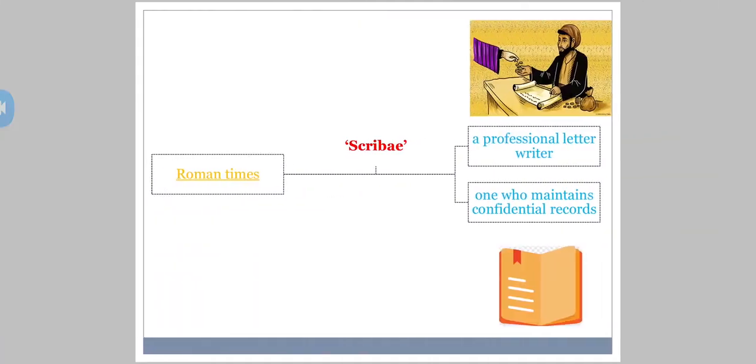Now in the Roman times, the scribe was a professional letter writer or the one who maintained confidential records. A professional letter writer in the Roman times was a person who wrote letters for another person, and the person who maintained the confidential records, the personal records, the secrets, the private records, used to be known as scribe.